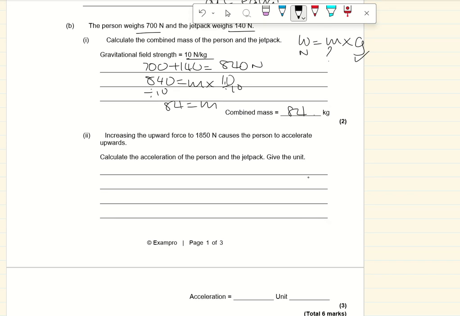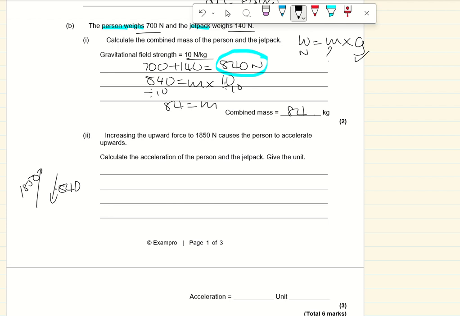Increasing the upward force to 1850 newtons causes a person to accelerate. Okay, so we've got an upward force of 1850. Our downward force, we take it from the question above. The downward force is there because of the person and the jetpack's weight, which is 840. So the downward force is 840. And from here, we need to calculate the acceleration.